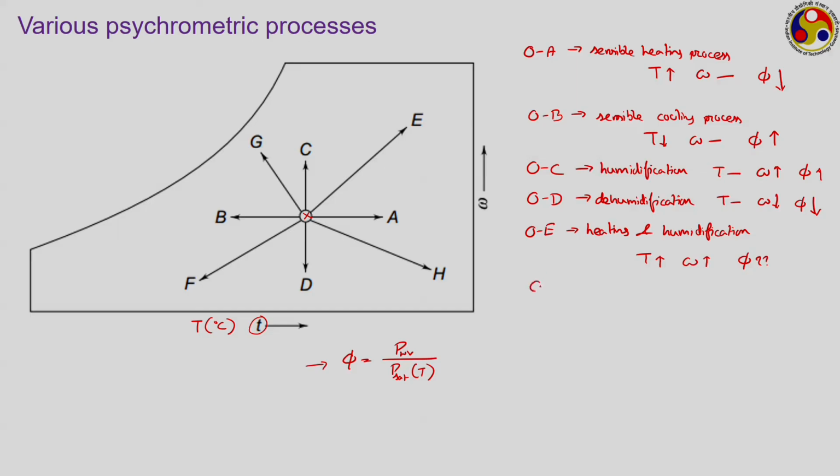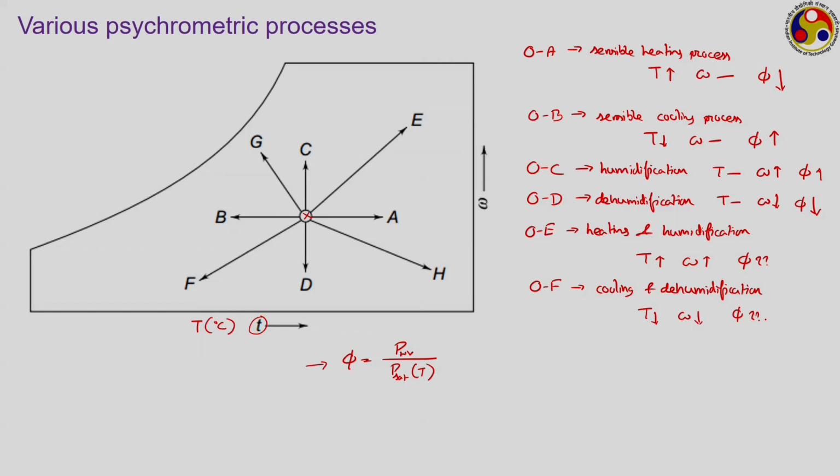Similarly, if we look at OF, then what is happening during this process? Temperature is decreasing, moisture content is also decreasing. So, this is the cooling and dehumidification process. While the heating and humidification is the most common kind of process performed in colder areas, cold and dry areas, cooling and dehumidification is the most common kind of process that you will encounter in warm and wet or warm and humid areas.